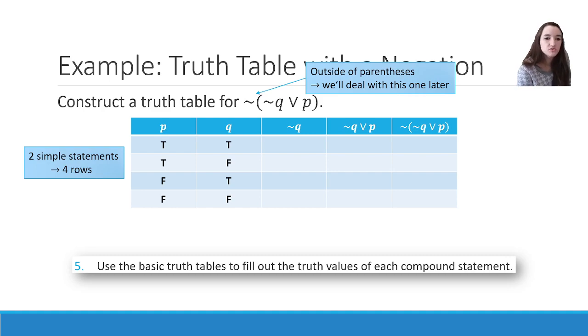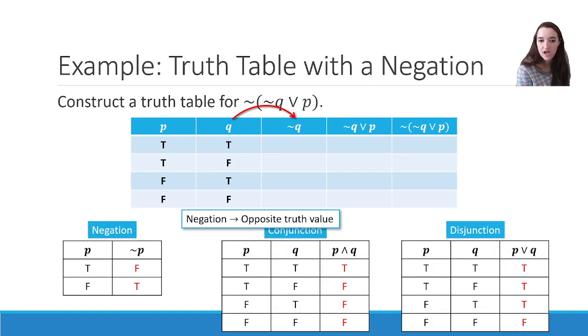Okay, so we will use the basic truth tables to fill out the truth values of each of the compound statements. That's what I mean by the patterns. So here I'm putting the 3 basic truth tables right here, as well as really how you want to think about them. So negation means we just take the opposite truth value, right? So here, negation of Q, we want to take the opposite truth value to everything that was in the Q column. So true goes to false, false goes to true.